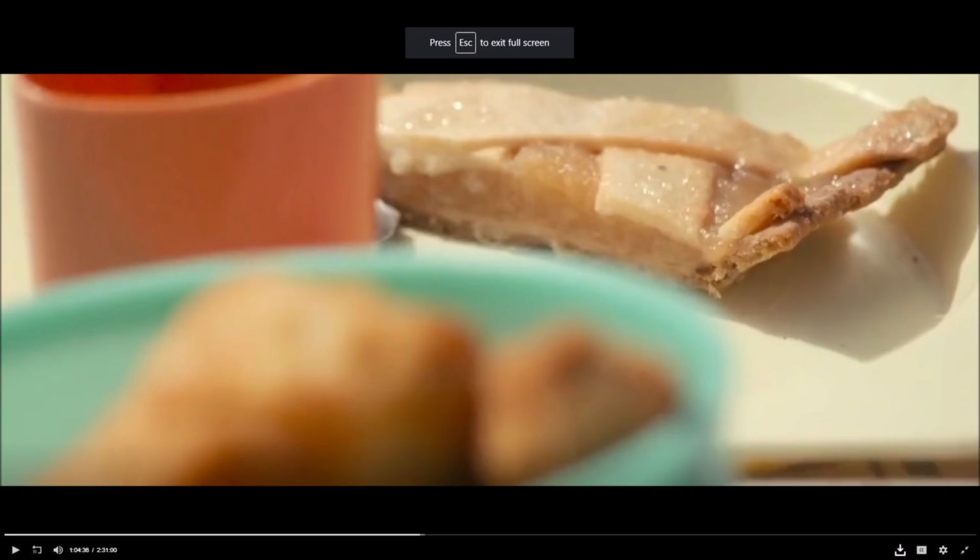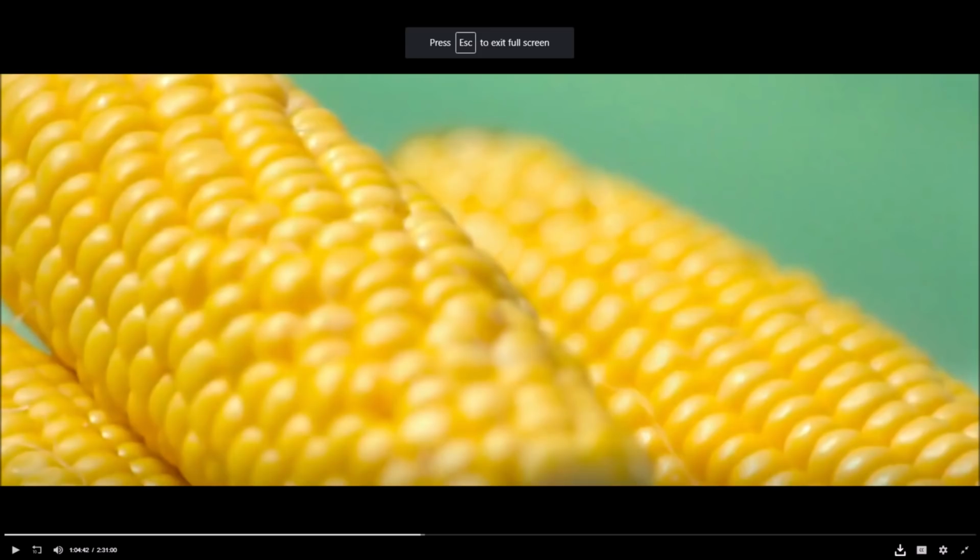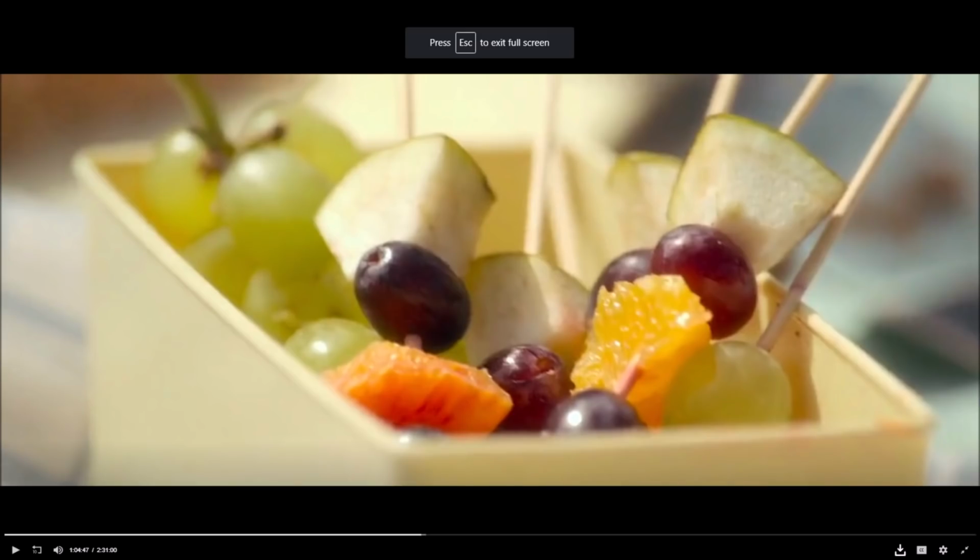And in the picnic are the exact items that we've already discovered on this channel about a year ago of how they represent children. It's an exact analogy. We have the chicken, we have vegetables, we have fruit, and we have pie.